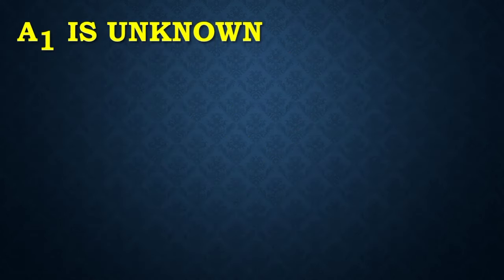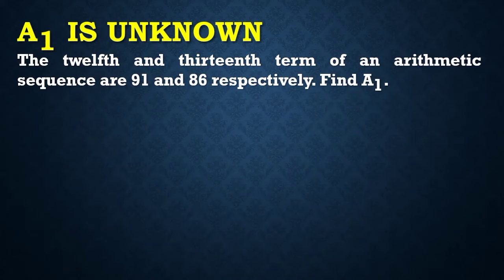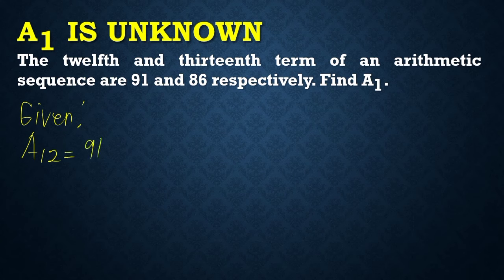Okay. Let's have the second problem. The 12th and 13th term of an arithmetic sequence are 91 and 86, respectively. Find a sub 1. Okay. So, let's have the given. Okay. So, ang given natin is the 12th term is 91, and then the 13th term is 86. Now, what is D? Okay.